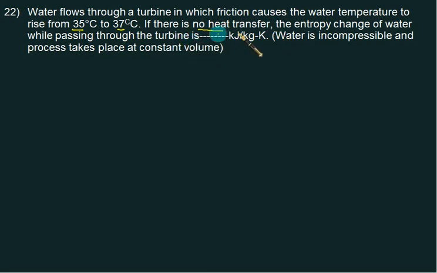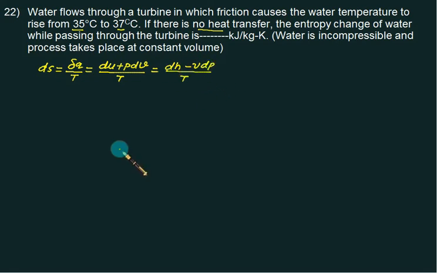Now here in this case we have water, so our Cp will remain constant, and phase is not going to change. So we have dS equal to del Q by T, and we can write this as du plus pdv divided by T. The second equation is dh minus vdp divided by T. Now this time it says that the process is taking place at constant volume, so we can very well write dv equals 0.